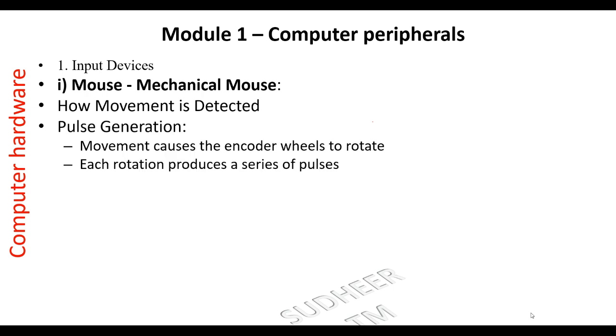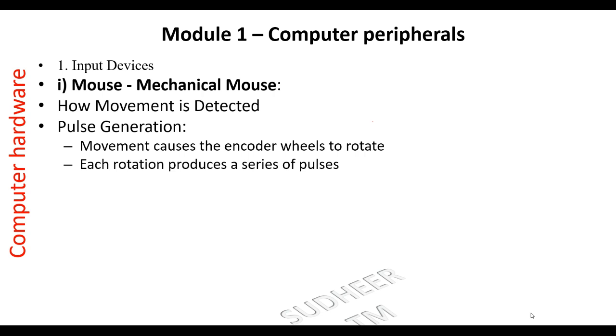How is movement detected by our mouse? As we already said, movement causes the encoder wheels to rotate. When we move the mouse, the roller balls move, and when the roller balls move, the encoder wheels move. The encoder wheels produce electrical pulses. So movement causes the encoder wheels to rotate. Each rotation produces a series of pulses.